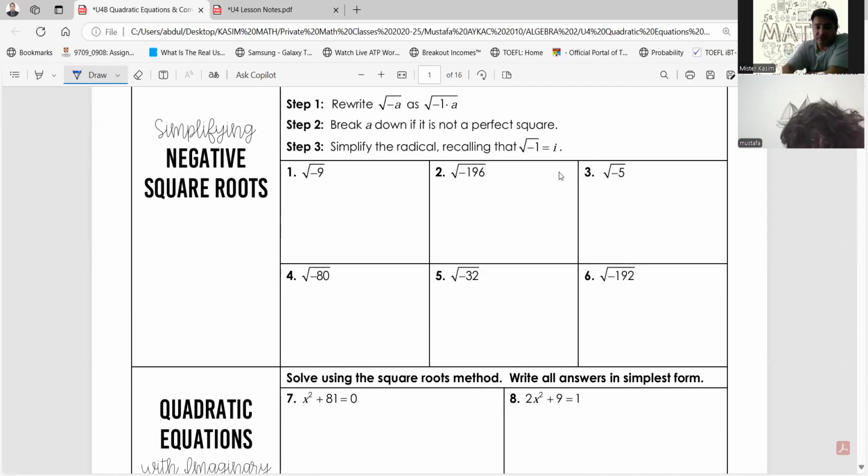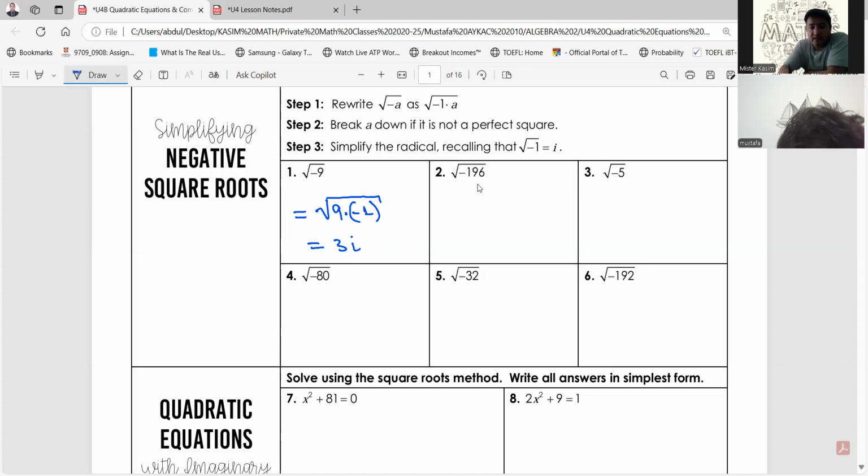Now simplify the following using this I notation, like negative square root of 9. I can write it as 9 times -1, right? And what is square root of 9? It is 3. What is square root of -1? It's I. We just notate this as I.